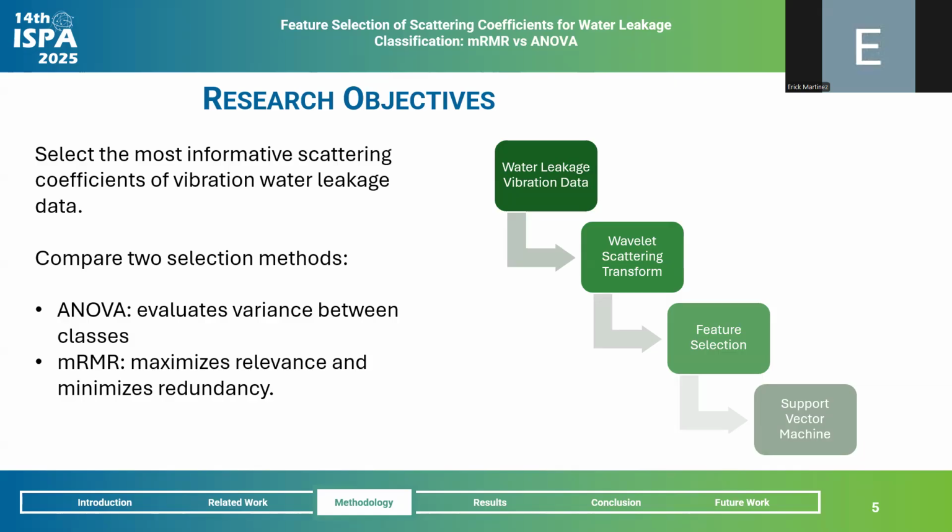First, we have water leakage associated with vibration data. We will apply the scattering transform to this vibration data. We will be using feature selection by comparing these two approaches, the ANOVA and the minimum redundancy and maximum relevance algorithm. And finally, we will train a support vector machine classifier.